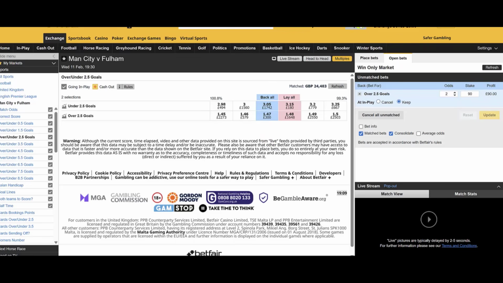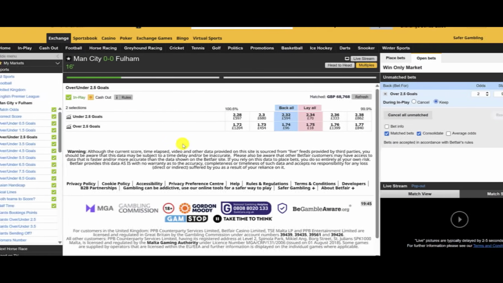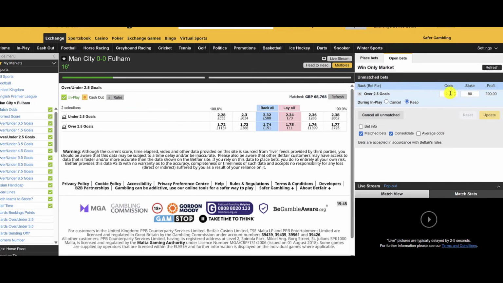Let's see what happens. Man City against Fulham. We're going to be trading it. Let's see how it plays out. 16 minutes in on this one. It's Man City absolutely dominant. So I'm actually going to move and enter the market now.